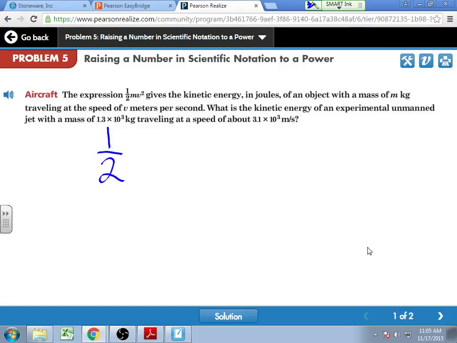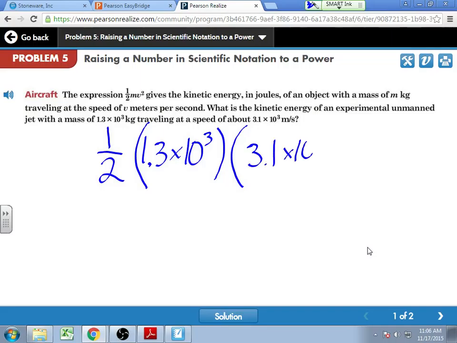So 1/2 times the mass, which is 1.3 times 10 to the 3rd, times, and then you have to put the other part in parentheses, 3.1 times 10 to the 3rd, to the 2nd power. So, nothing really happens with my 1/2 or my 1.3 times 10 to the third, unless I want to combine the 1/2 and the 1.3 times 10 to the third, which I really don't want to yet because I have two numbers in scientific notation. So leave these how they are.